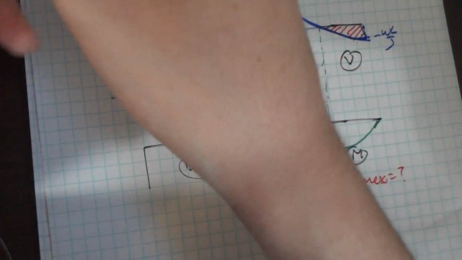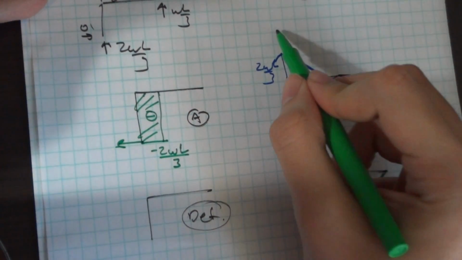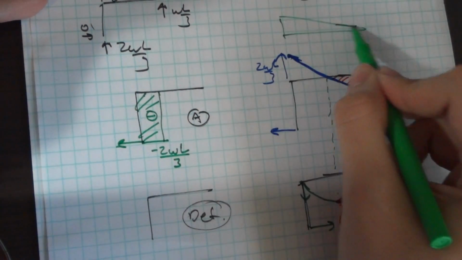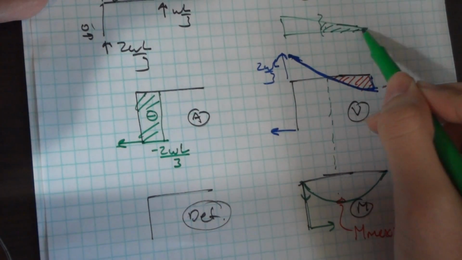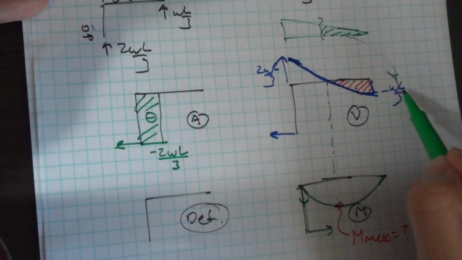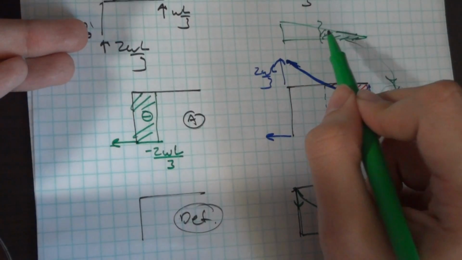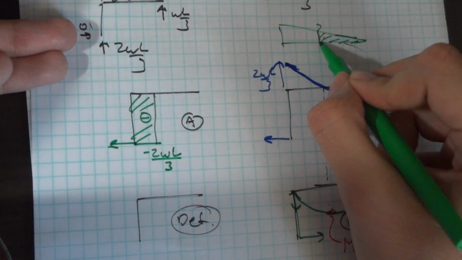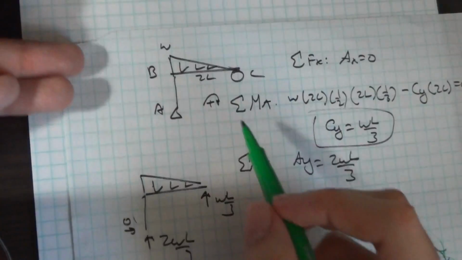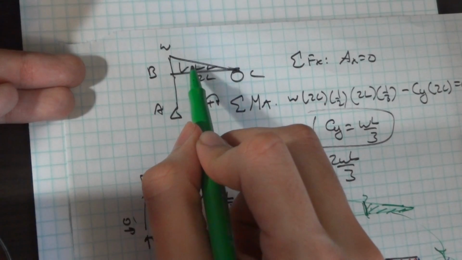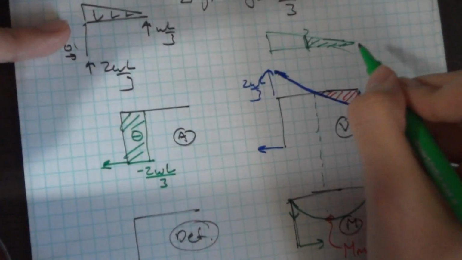To find this length, all I really need to do is go back to my distributed load. So I know that my distributed load was something like this, right? I want to find the area of this triangle that exactly equals my reaction. To do that, I need a general equation for the height of my triangle, the height of my distributed load. So I need to know what the height of my distributed load is at any given point on BC.